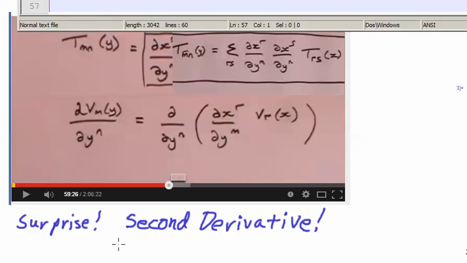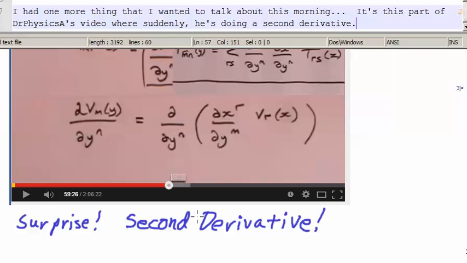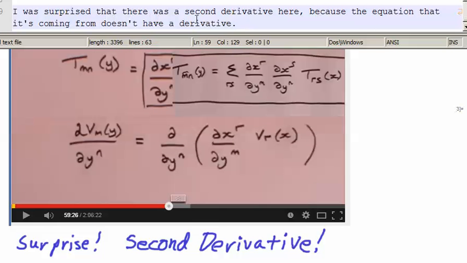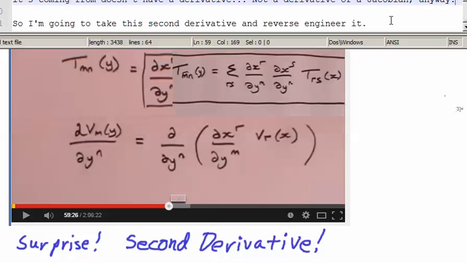Good morning again. I had one more thing that I wanted to talk about this morning. It's this part of Dr. Physics A's video where suddenly he's doing a second derivative. I was surprised that there was a second derivative here because the equation it comes from doesn't have the derivative. Not a derivative of a Jacobian anyway. So I'm just going to take this second derivative here and reverse engineer it.